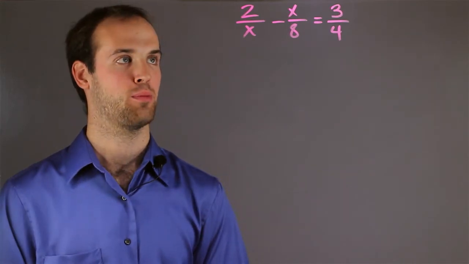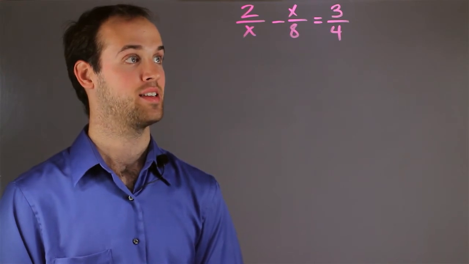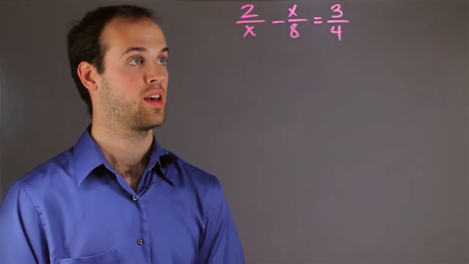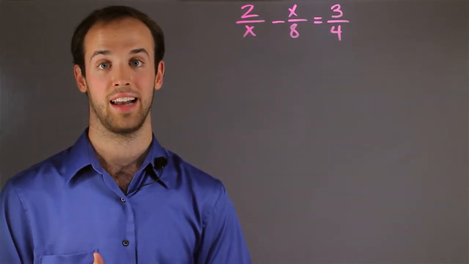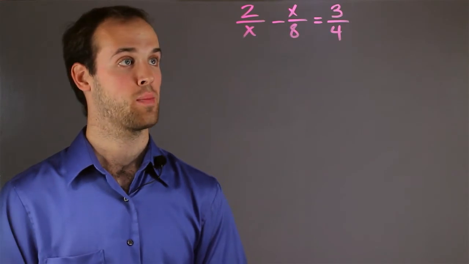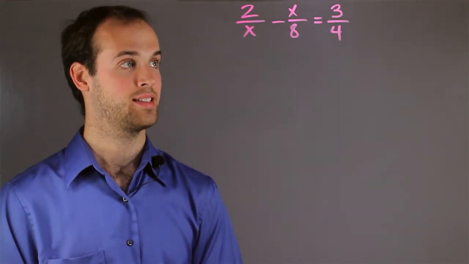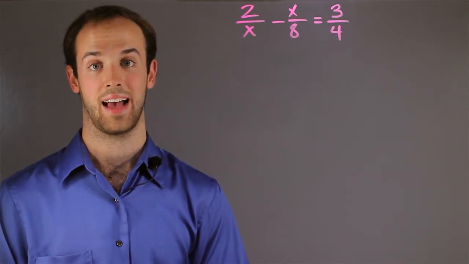Let's take a look at our problem. We have 2 over x minus x over 8 equals 3/4. The first thing I want to do, since I need to add and subtract these fractions, is make sure that they're all of the same denominator. So I look at my denominators. I have x, 8, and 4, and I know that the common denominator must be 8x.